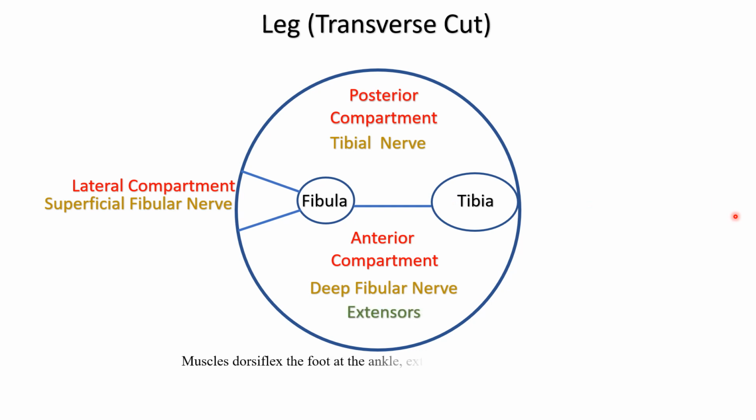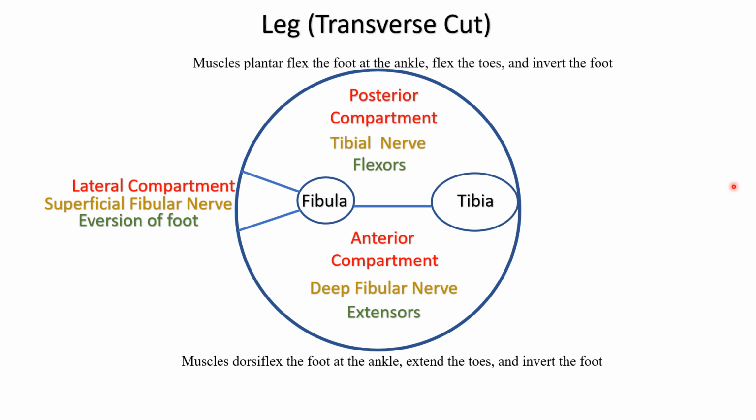Okay, most of the anterior compartment are going to be extensors. So these are going to be muscles that dorsiflex the foot at the ankle, or dorsiflex the ankle, also extend the toes and invert the foot. So this would be like the tibialis anterior, extensor hallucis longus muscle, extensor digitorum longus. So that's the anterior compartment of the leg. Okay, lateral compartment of the leg will be the everters of the foot, so your fibularis longus and brevis, for example. And posterior compartment are going to be your flexors. So these are going to be muscles that plantar flex the foot or plantar flex the ankle, flex the toes, and also these do perform some inversion of the foot.